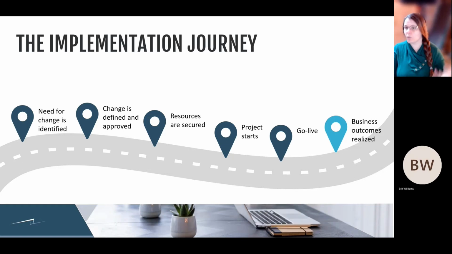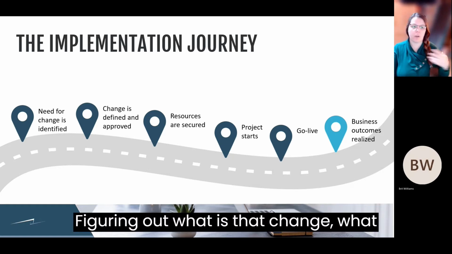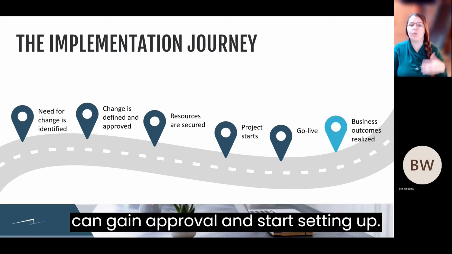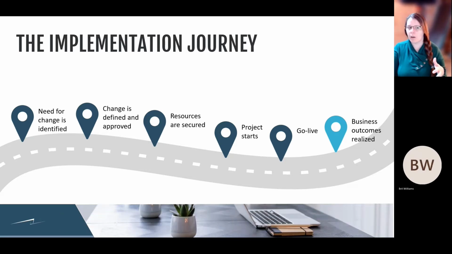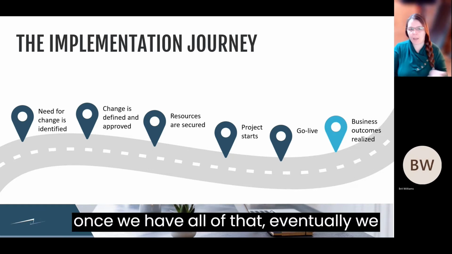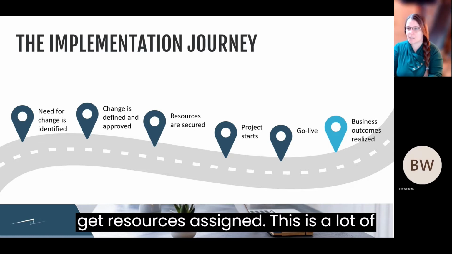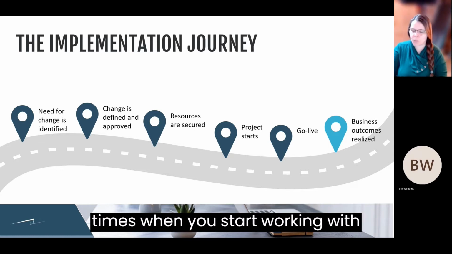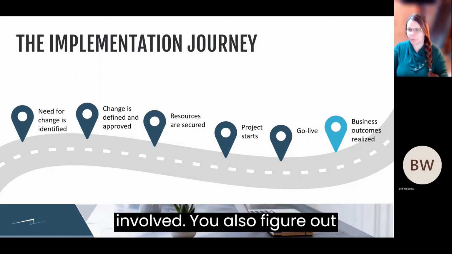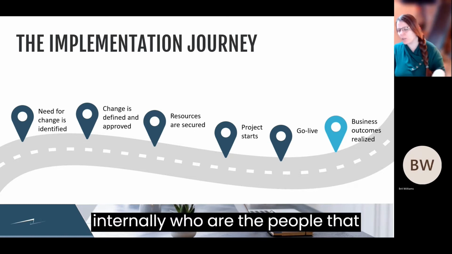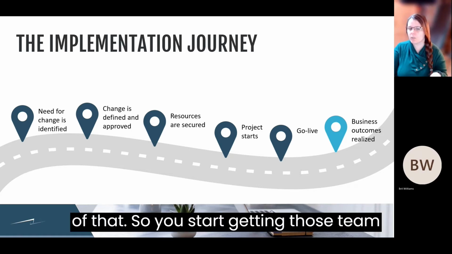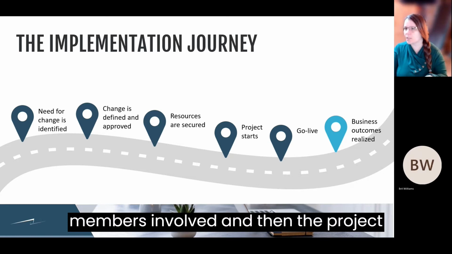And so then the organization starts mobilizing, right? Figuring out what is that change? What do we need to make it happen so that we can gain approval and start setting up the implementation itself. Then once we have all of that, eventually we get resources assigned. This is a lot of times when you start working with Stoneridge and you get your project team involved. You also figure out internally who are the people that you're going to need from your own organization that are going to be a part of that. So you start getting those team members involved and then the project can start.